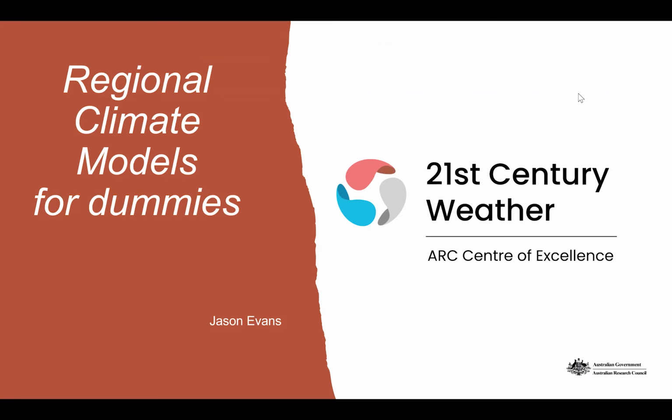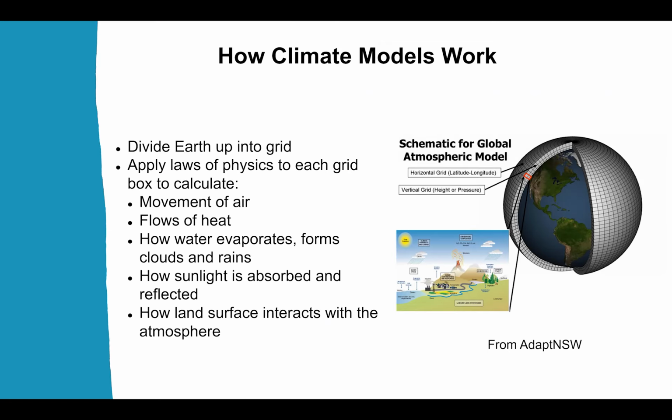Welcome, everyone. I'm going to tell you a bit about regional climate models. Going back to basics, how do climate models work? First, we divide up the Earth into a grid. So here's a schematic representation of what we might do for a global model. And at each of these grid boxes, we apply the laws of physics, basically.